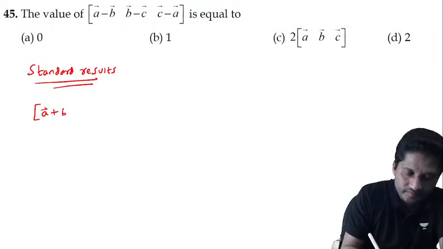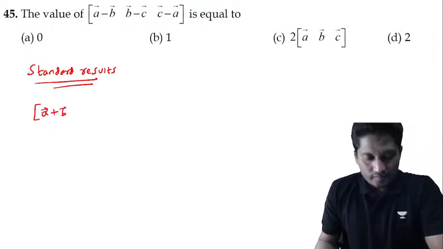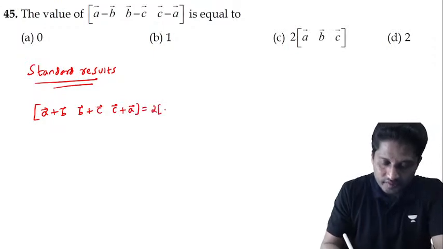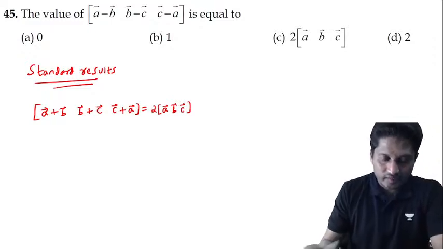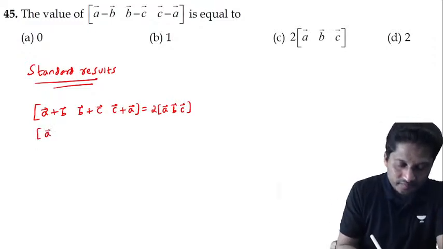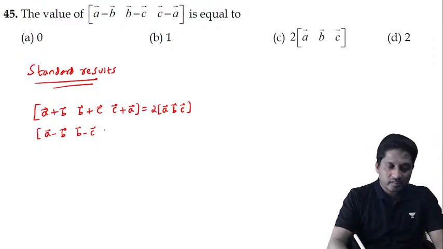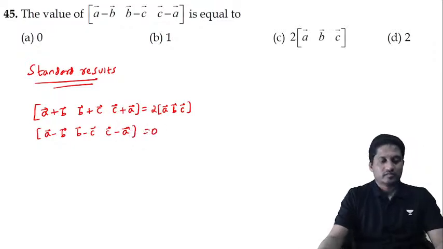Box of A plus B, B plus C, and C plus A is equal to 2 times the box of ABC, right? And then suppose if you have box of A minus B, B minus C, C minus A, that is equal to 0, right?